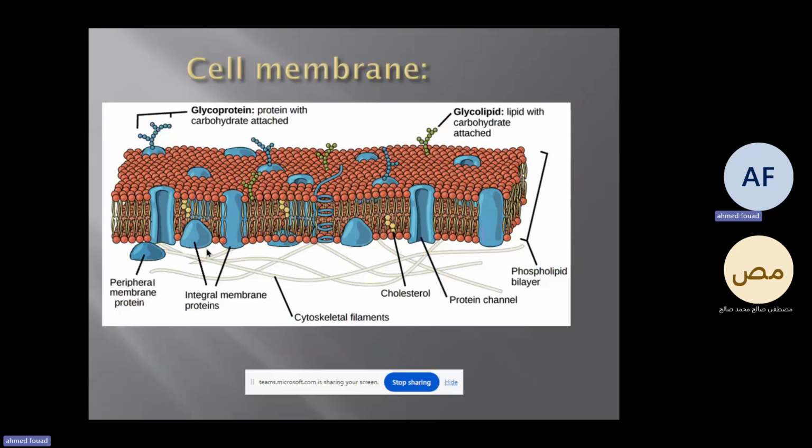Let's talk about the cell membrane. As you see in this picture, this is the structure of the cell membrane, and the cell membrane surrounds the cytoplasm of both plant cell and animal cell. So the cell wall is only found in the plant cell, while the cell membrane surrounds the cytoplasm of both plant cell and animal cell.